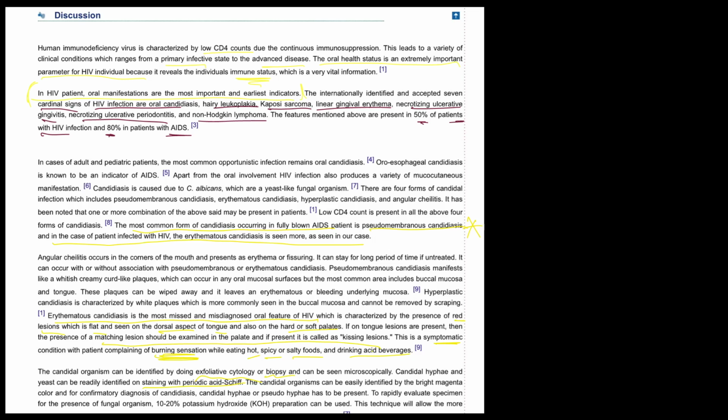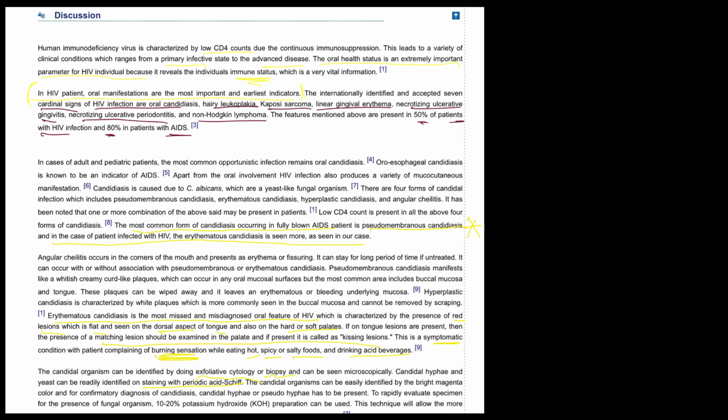And the oral health status is an extremely important parameter for HIV individuals because it reveals the immune status. Also, in HIV patients, oral manifestations are the most important and the earliest indicator, which means the dentist could be the first one to know or diagnose this patient as an HIV patient or AIDS patient.